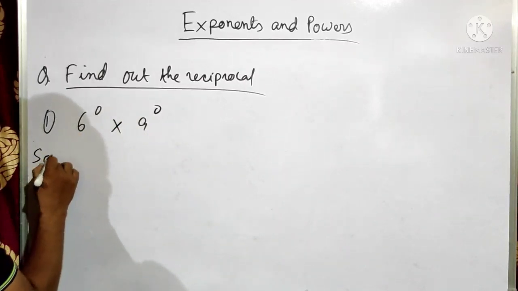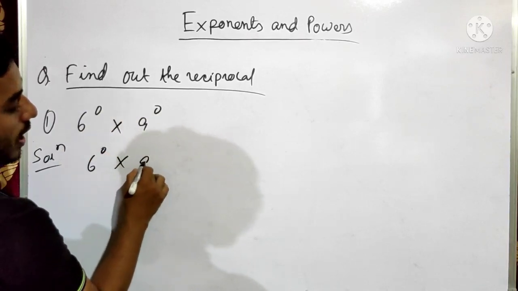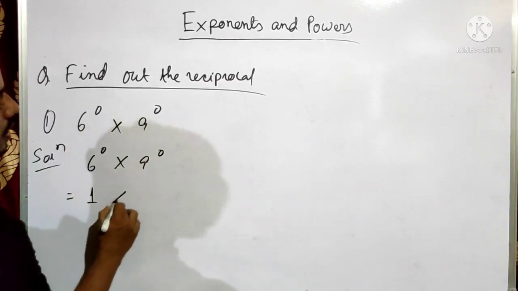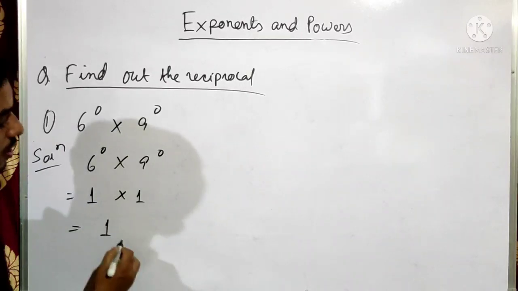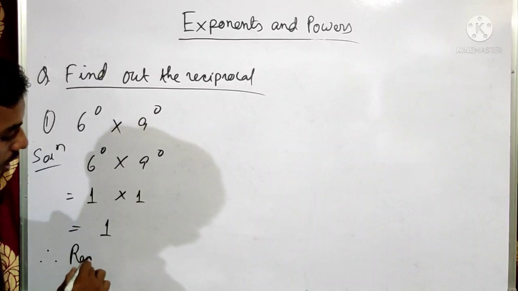So, solution: a to the power 0 means what? 1. So 6 to the power 0 also means 1, isn't it? So it is 1 into 1. 1 into 1 is 1. Now 1 divided by 1 is what? 1.